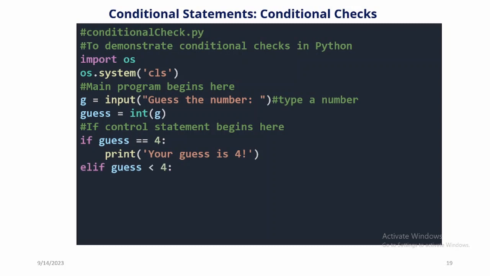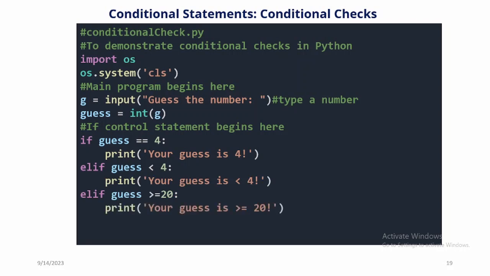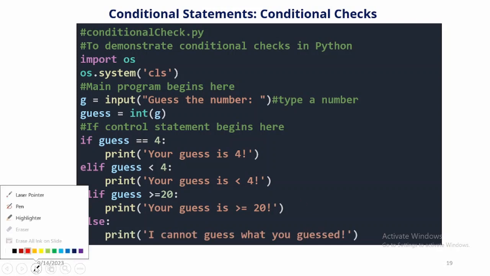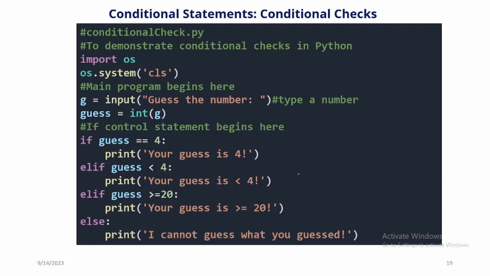Elif, that is else if guess less than 4, print your guess is less than 4. Elif, guess greater or equal to 20, print your guess is greater or equal to 20. Else, if it is any number, print I cannot guess what you guessed. So you can actually estimate which numbers are going to be outside the range.